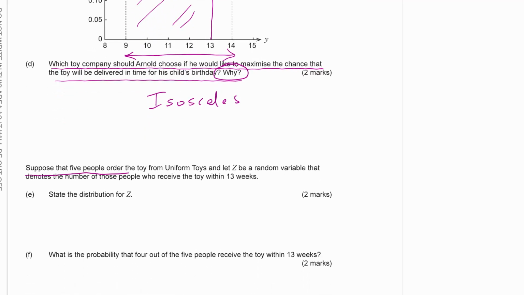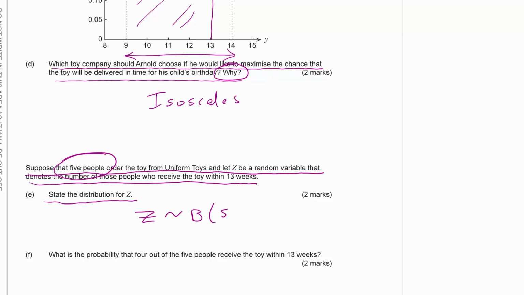Suppose that 5 people order the toy from Uniform Toys and let Z be the random variable that denotes the number of those people who receive the toy in 13 weeks. State the distribution of Z. We have a fixed number of trials, the 5 people, and a constant probability of success, the 0.8 that we worked out in the last part of the question. So Z is going to be a binomial with 5 trials and probability of success 0.8.